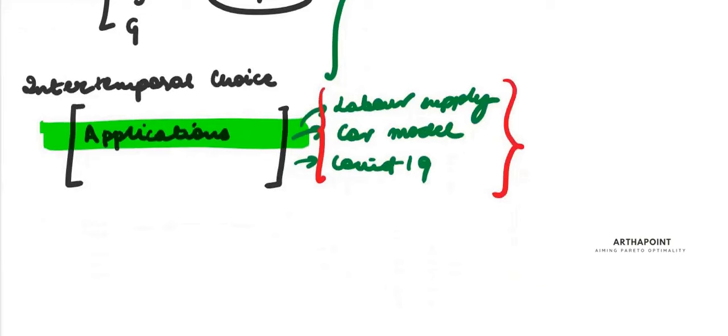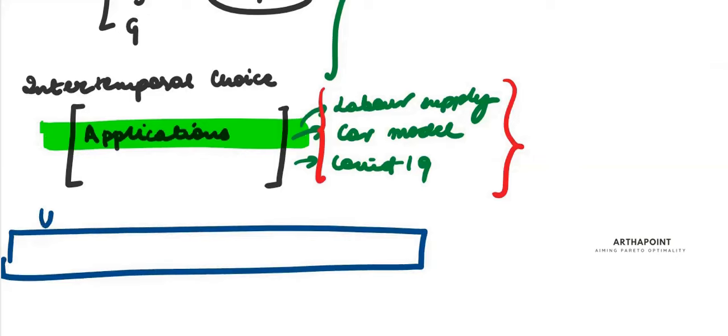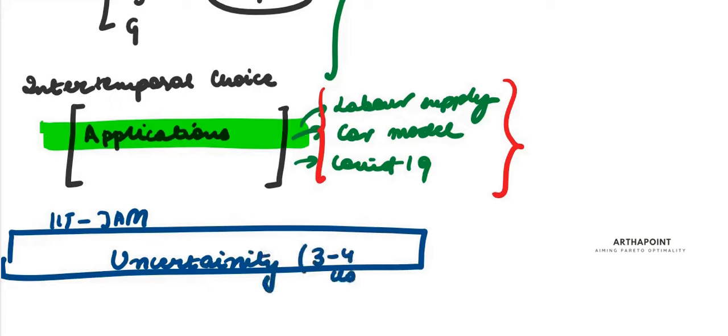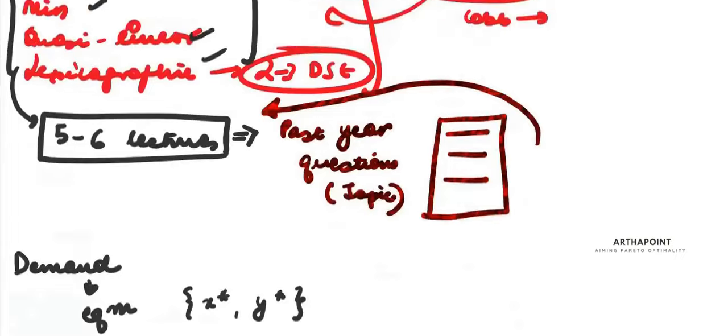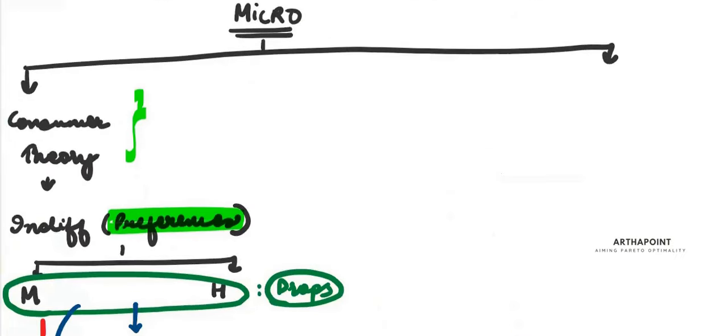Then after intertemporal, one of the most important topics, specifically only for IIT, I haven't seen this coming much in others as much as it comes in IIT, is uncertainty. One of my most favorite topics. 3 to 4 classes would be dedicated to this. And all past year questions of IIT at least have to be done. This is about the first big chunk, which is consumer theory.